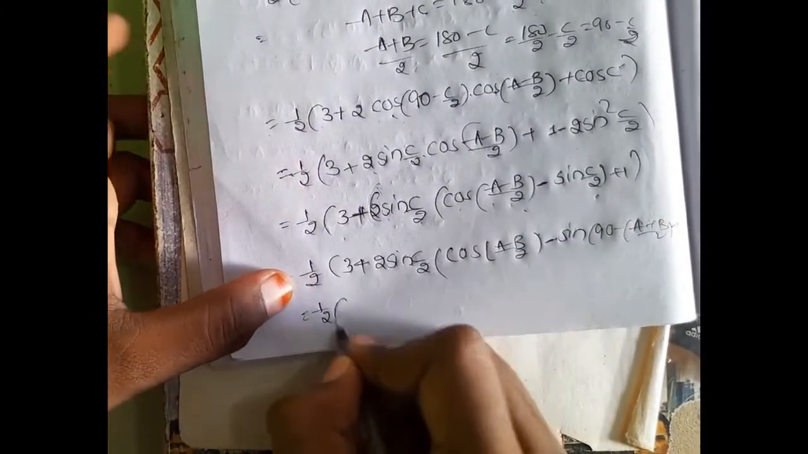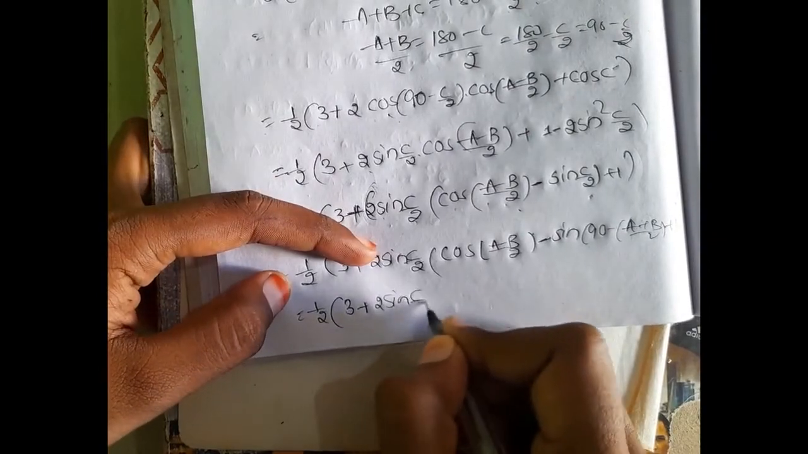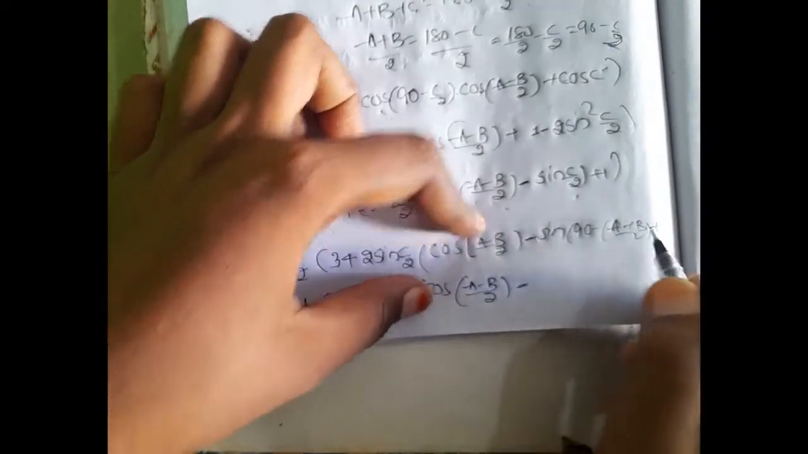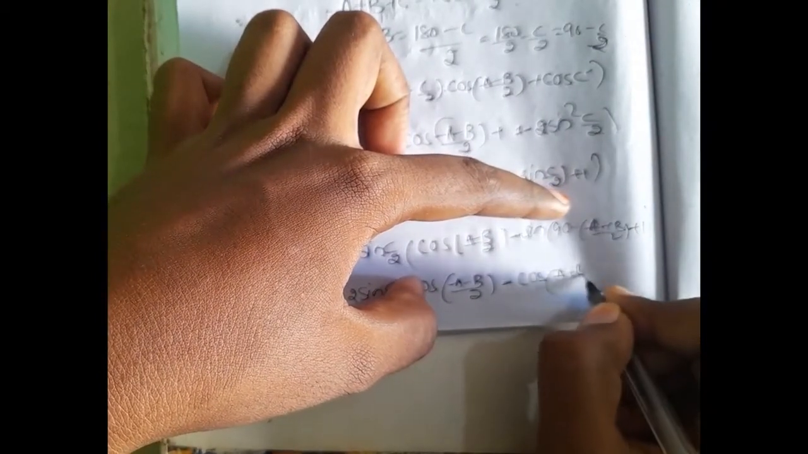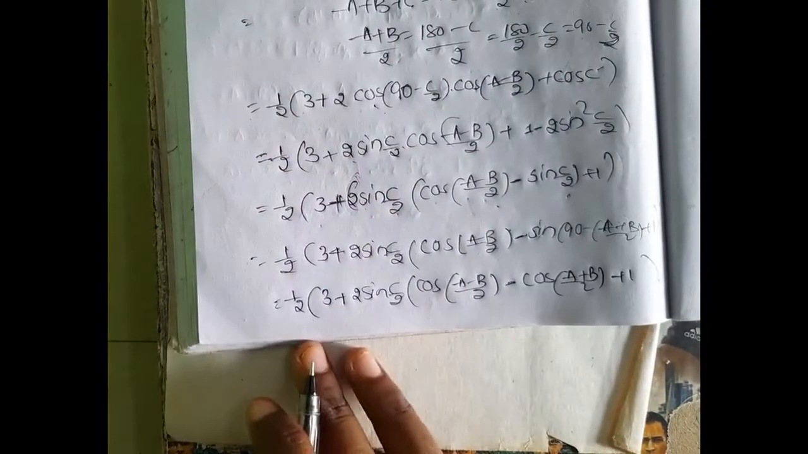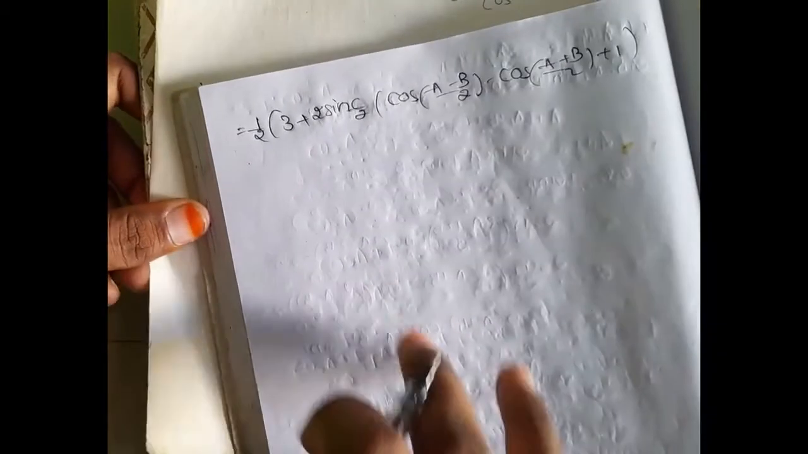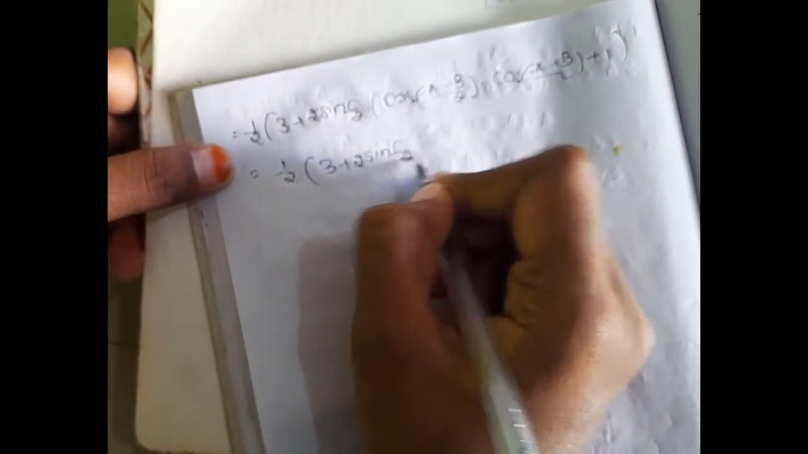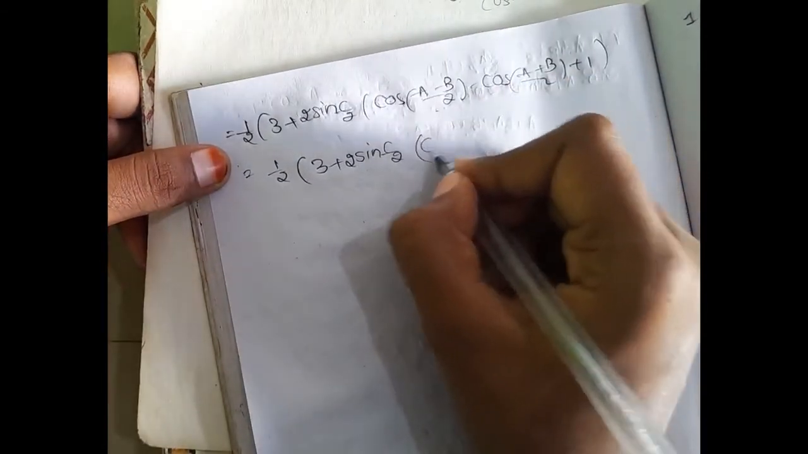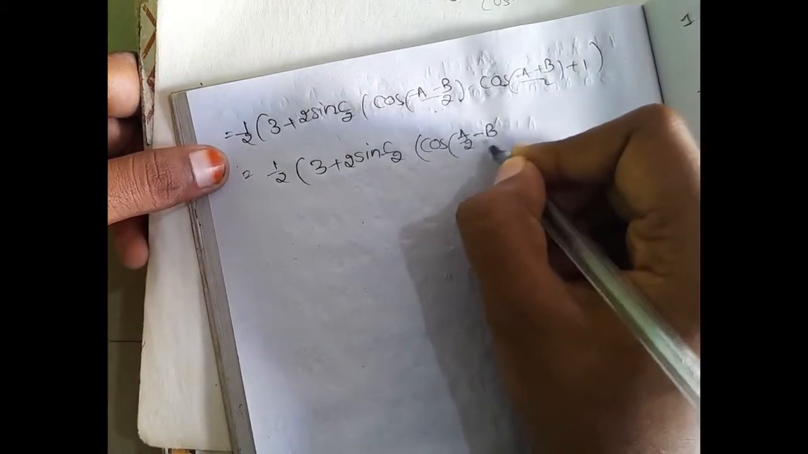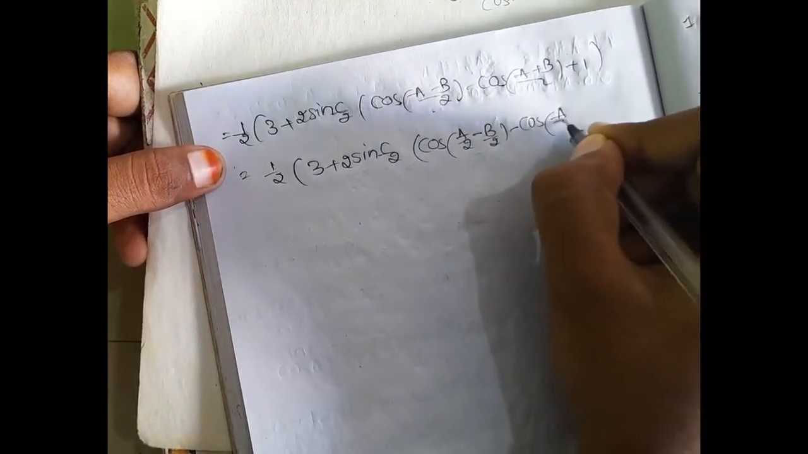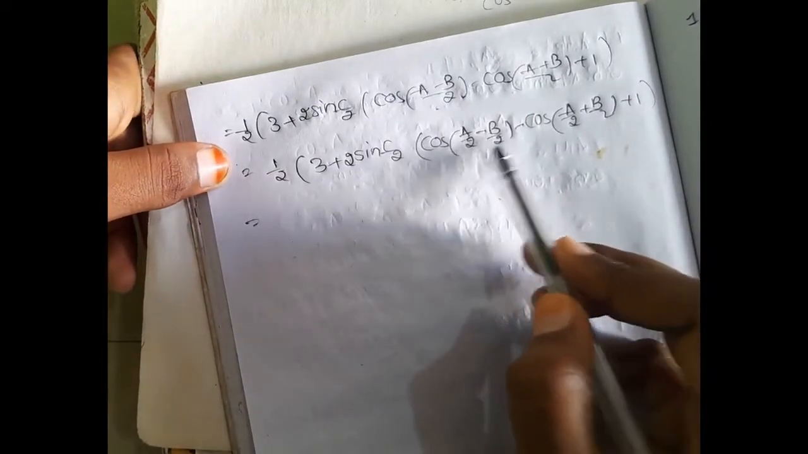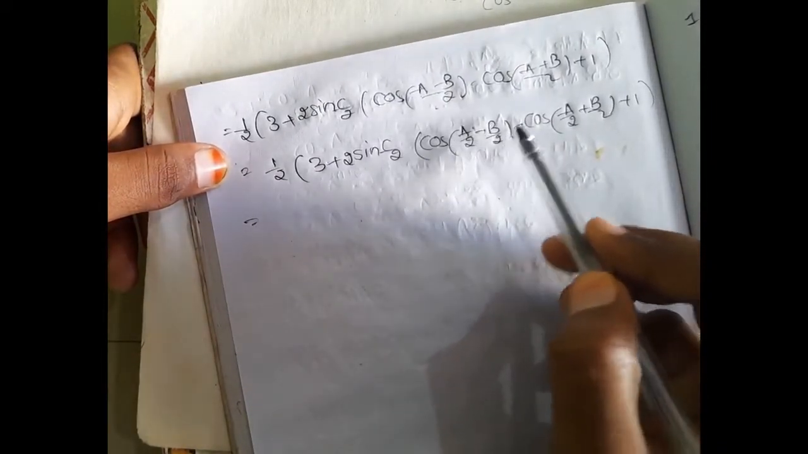Now 1 by 2, 3 plus 2 sin c by 2 cos (a minus b) by 2 minus sin (90 minus theta) cos (a plus b) by 2 plus 1. The same step was again here. So 1 by 2, 3 plus 2 sin c by 2. Now it is in the form of cos. Let me write it completely separately: a by 2 plus b by 2 plus 1. So here it is like cos A minus cos B minus cos (A plus B), where A is a by 2 and B is b by 2.